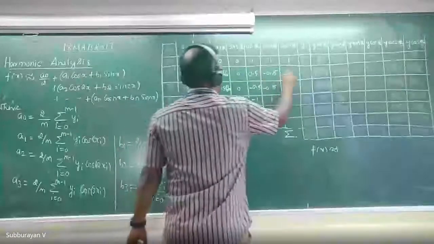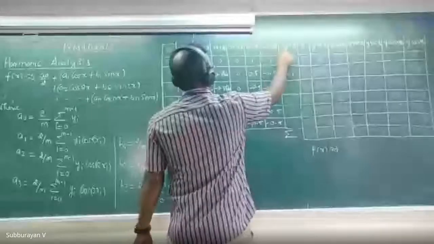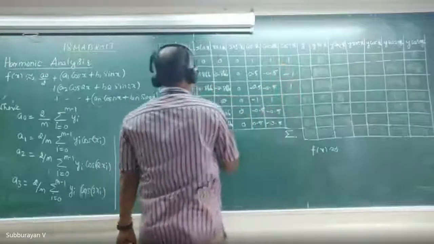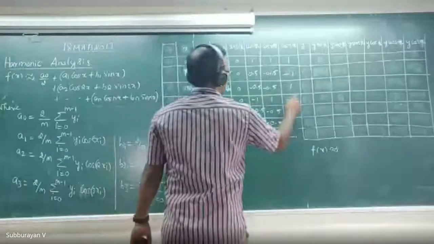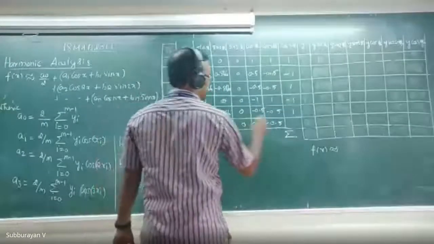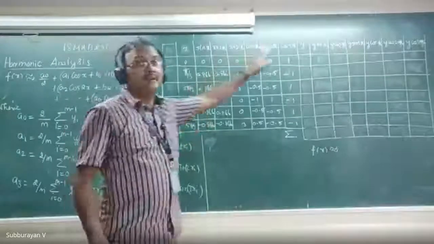This is negative 1. And what is this here? Cos 2 pi by 3 into 3, that is cos 2 pi. Therefore, this is 1. And cos 3 pi, this is negative 1. Cos 4 pi, which is positive 1. And cos 5 pi, which is negative 1. Okay. See, this is the fundamental table.